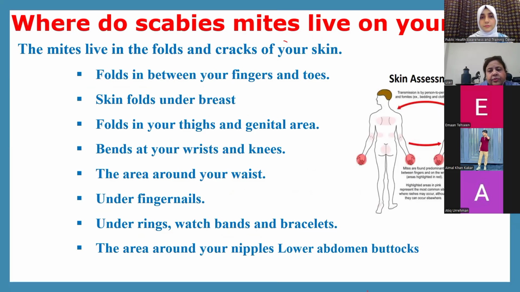Where might scabies live on your body? The mites live in the folds and cracks of your skin: folds in between your fingers and toes, skin folds under the breasts, folds in your thighs and genital areas, bends at your wrists and knees, the area around your waist, under fingernails, under rings, watch bands, and bracelets, the area around your nipples, lower abdomen, and buttocks. See the diagram where it lies in the buttocks, in the armpits, the folding areas, and the folds of the fingers.